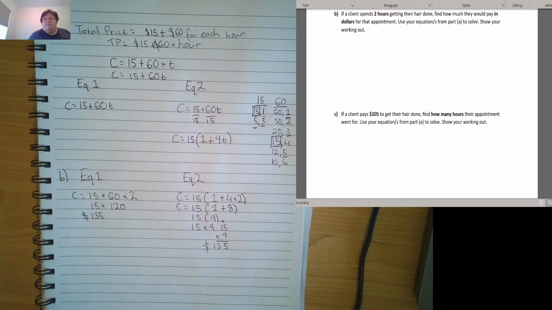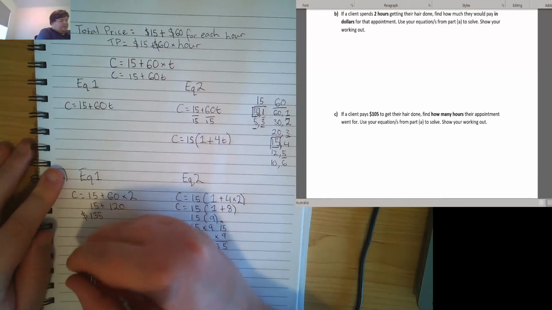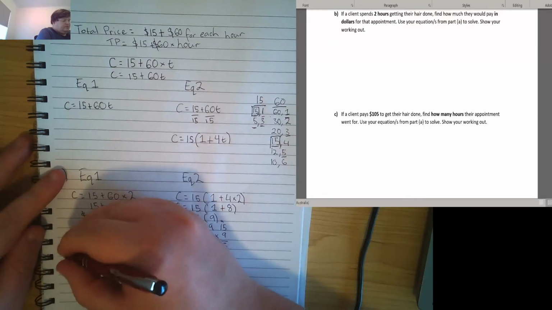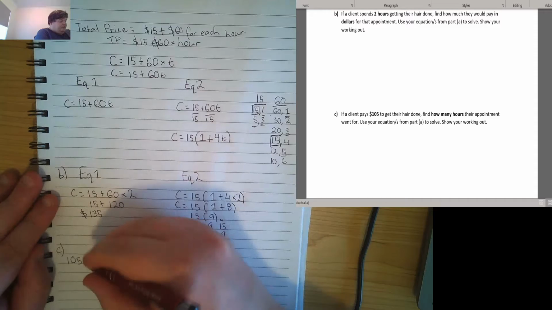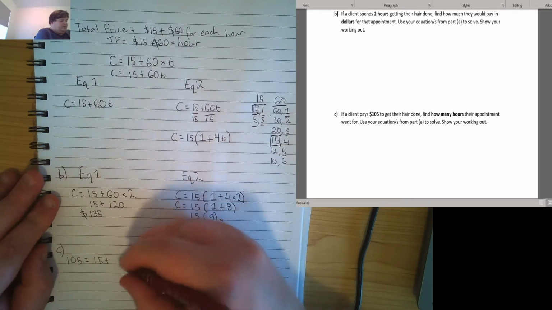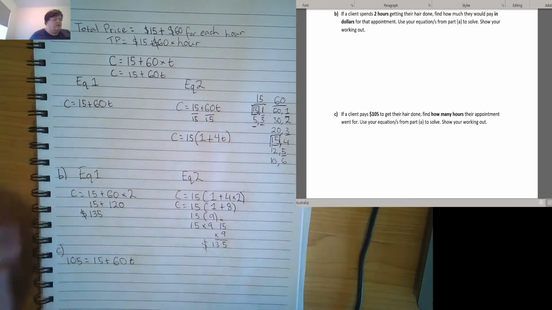Now it says if a client pays $105 to get their hair done, how many hours did they spend? All right. So the client has paid $105. And again, I'll do this with both equations. Whichever one you prefer is fine. But if they paid $105 for some number of hours, we're going to track down how many hours they spent. Well, the question is, how do you do that?